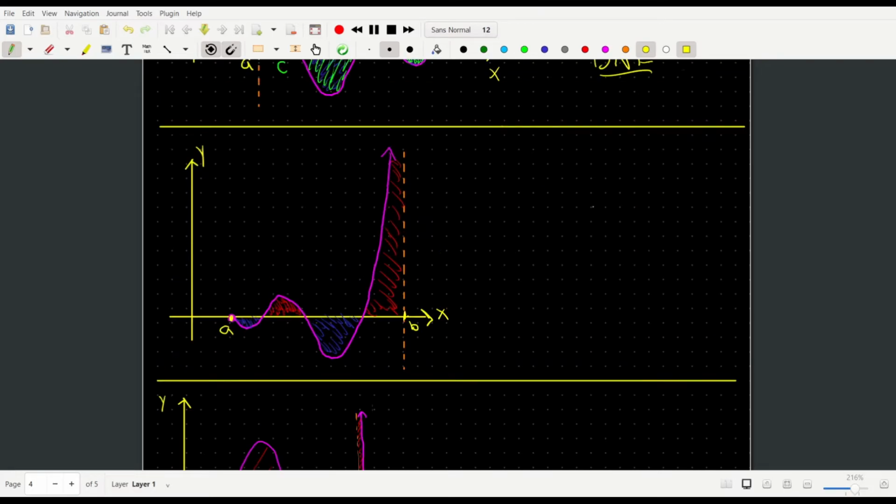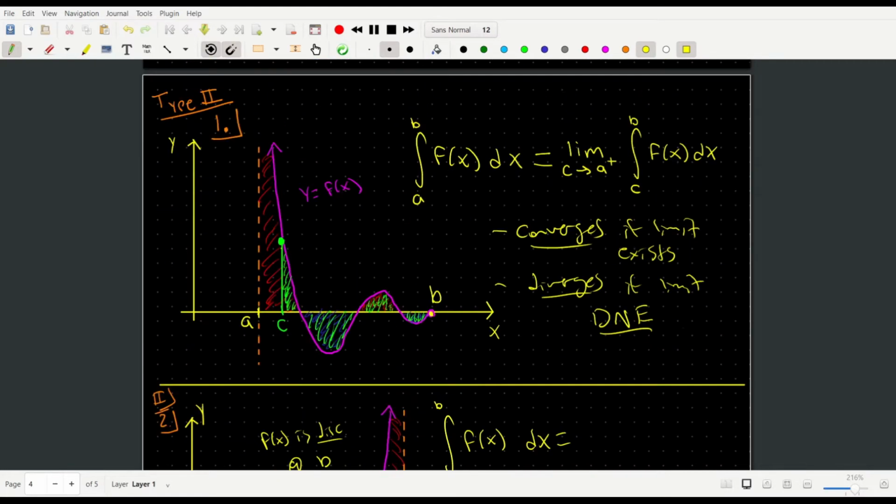Improper integral of type 2 subtype 2 is right here. This is type 2 subtype 2. It is pretty much the same thing, or very similar to subtype 1, only for subtype 2 we have a discontinuity at the upper bound, at b. So we say that f of x is discontinuous at b, whereas for subtype 1, f of x is discontinuous at the left boundary point.